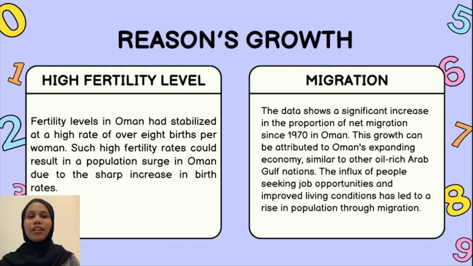Next, reasons for growth. First one, high fertility level. Fertility levels in Oman have stabilized at a high rate of over 8 births per woman. Such high fertility rates could result in a population surge in Oman due to the sharp increase in birth rates. Next, migration. The data shows a significant increase in the proportion of net migration since 1970 in Oman. This growth can be attributed to Oman's expanding economy. Similar to other oil-rich Arab Gulf nations, the influx of people seeking job opportunities and improved living conditions has led to a rise in population through migration.